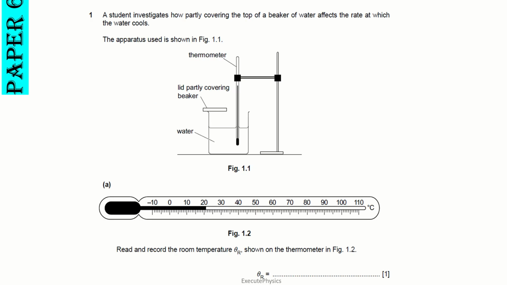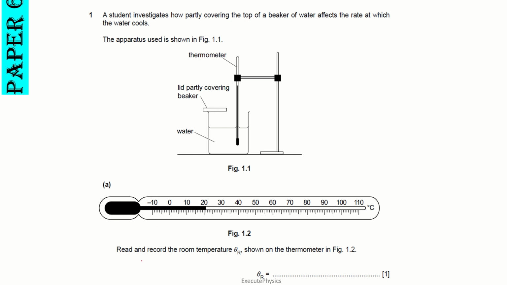Next is a paper 6 question. A student investigates how partly covering the top of the beaker affects the rate at which water cools. So this is an experimental study in which the student is investigating the rate of cooling with the lid that is being used to cover. When it is partially covered or maybe fully covered or three-quarters covered, it is a study on this particular experiment. So you can see the experimental setup. You have a beaker with hot water and a partially covered lid and a thermometer attached to the clamp stand.